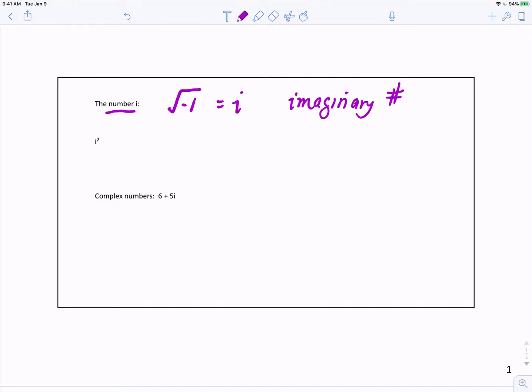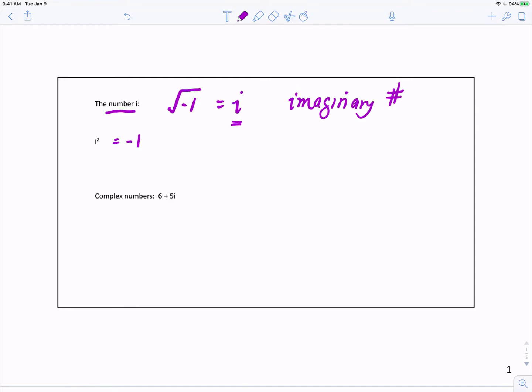Up until now, we've been talking about the real numbers, and we've always said we can't take the square root of a negative number because we don't have any number that we could square and get a negative. And so mathematicians developed the number i. The number i is literally the square root of -1. So since i is equal to the square root of -1, i squared is -1.